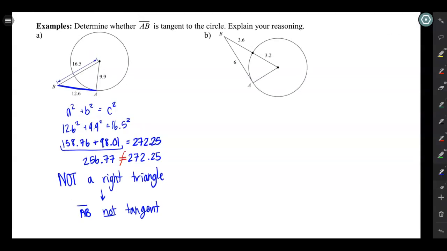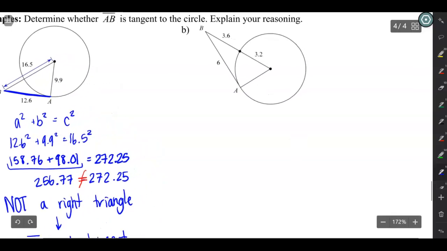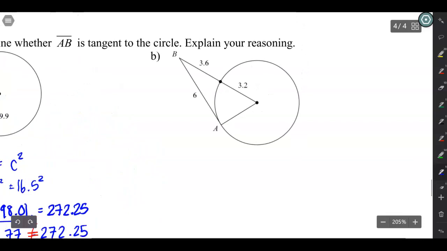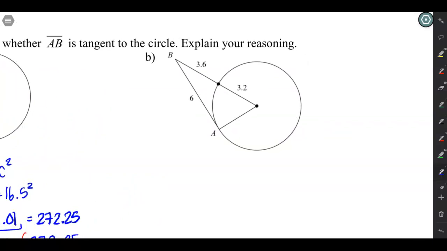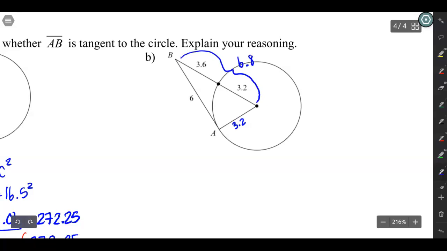Okay, let's look at this other example. I'd invite you to hit pause and try this one on your own first, if you feel ready for it. What we need to do first is fill in all the sides of our triangle. So I'm going to fill in this side right here as 3.2 because it's a radius of my circle. And then I'm also going to figure out how long the hypotenuse of my triangle is. This side, when I add those two numbers up, is going to be 6.8.